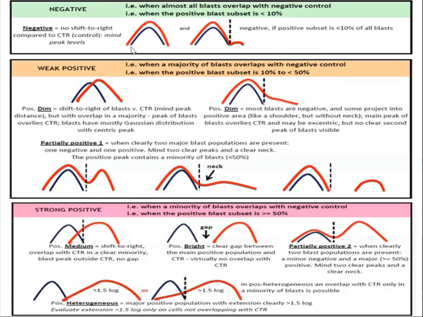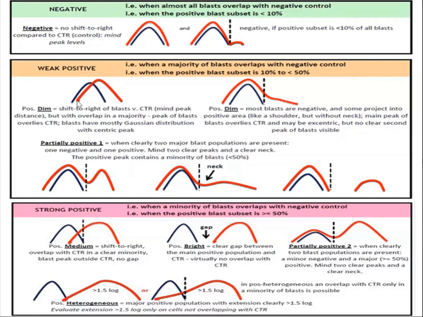You can't draw histograms for every plot, right? So it's very difficult for you to follow this. If the red is the target population, and the blue is the negative control, here they are only interested in the negative control. If the blast population histogram is overlapping with the negative control, then it's negative. And if it's overlapping and still a small subset is positive in a dimmer fashion, you still call it negative.